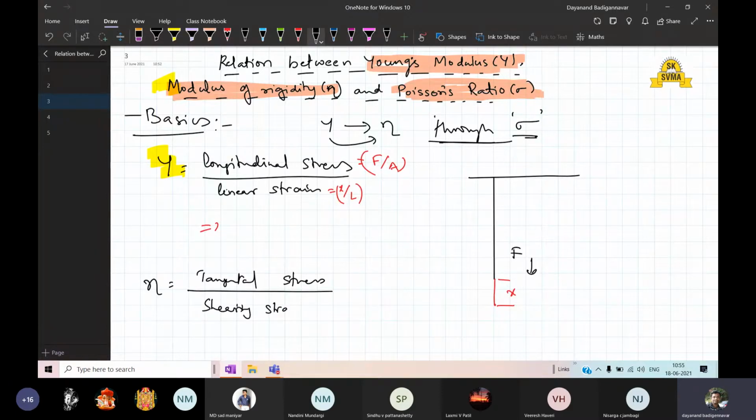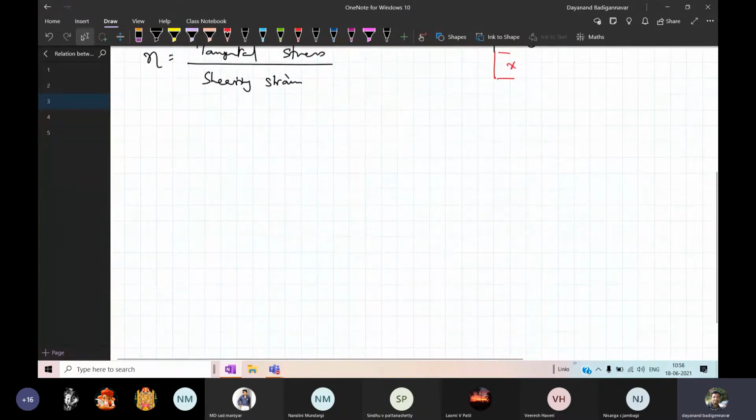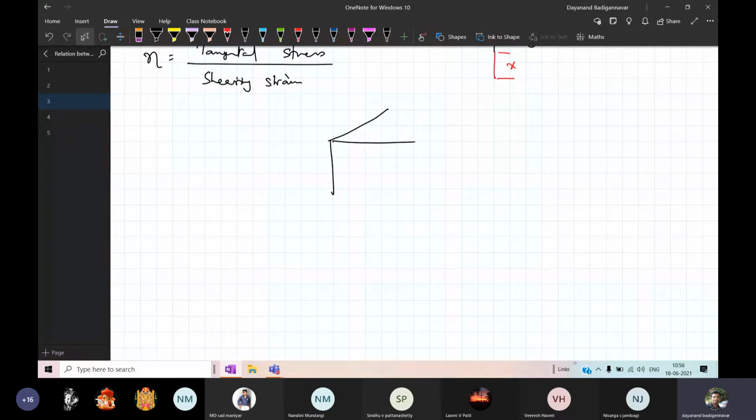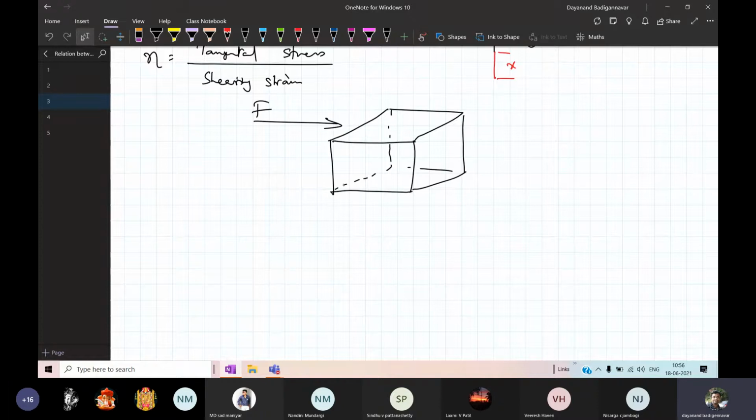Shearing strain. I have a simple cube. Now I will apply a force which is tangential, that is along the surface. The lower surface is fixed. Once I apply the force here, the top surface will change its position.